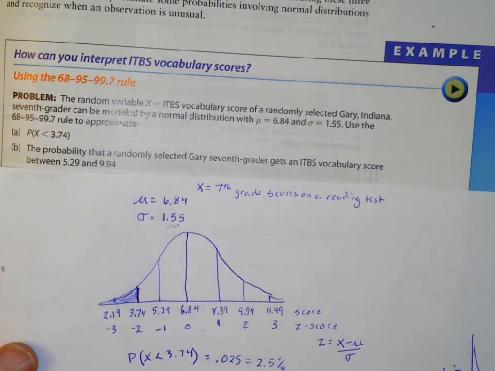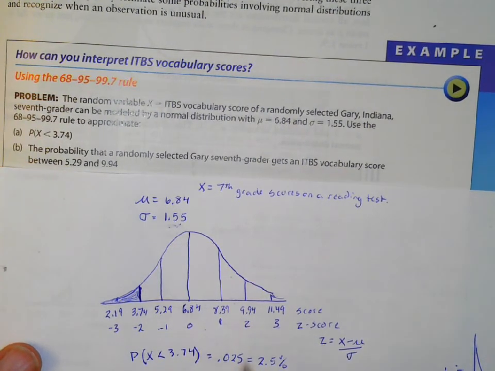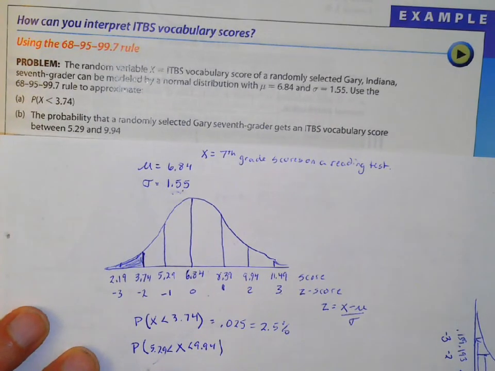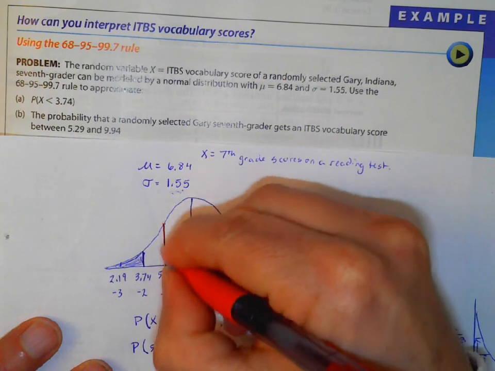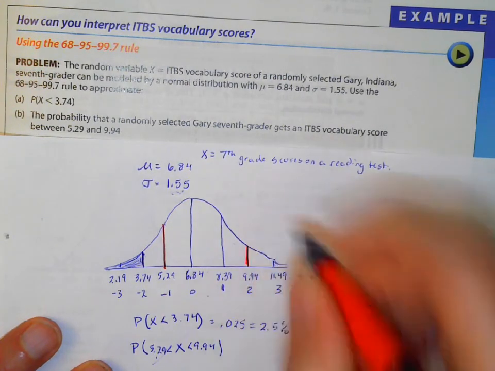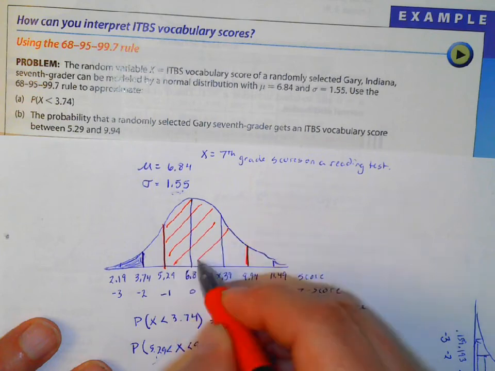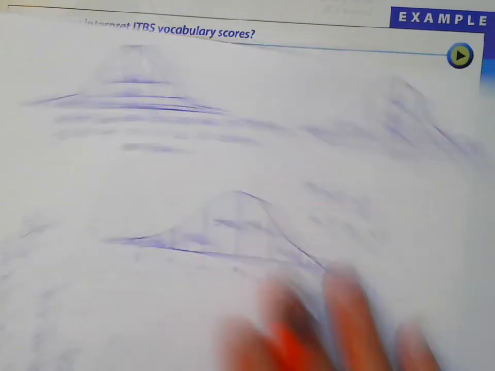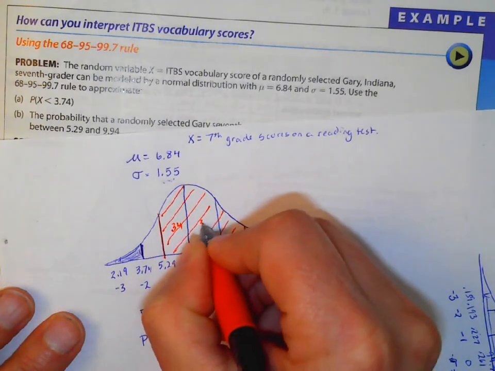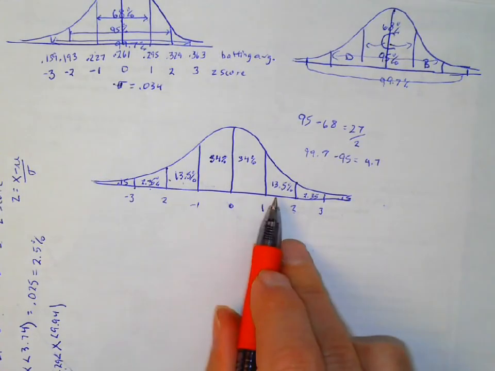Next one, part B. What's the probability that their score is between 5.29 and 9.94? Between 5.29, that one's this one right here, and 9.94 is this one right here. So I want to find this area right here. If we look at our chart we made, we know it's 34 and 34, and this one here is 13.5.